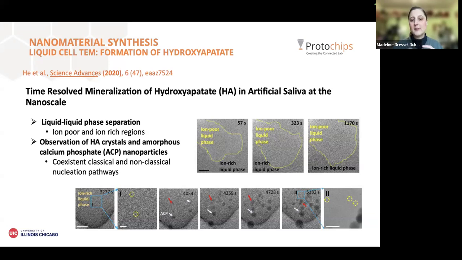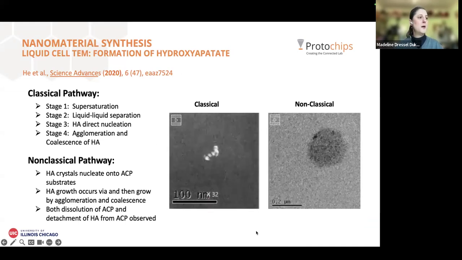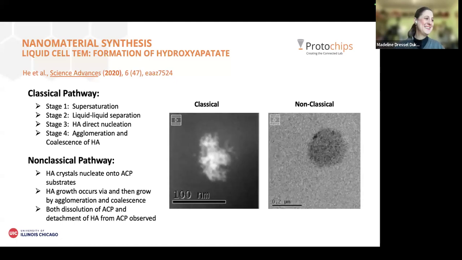What they see is that both classical and non-classical nucleation and growth pathways coexist in the system. These are some movies taken at different points, in different regions of the cell. In the first one, in a supersaturated solution in those liquid-separated regions, they're seeing the direct nucleation, aggregation and coalescence of the hydroxyapatite. The movie is a little bit long, so I'll let it play out.